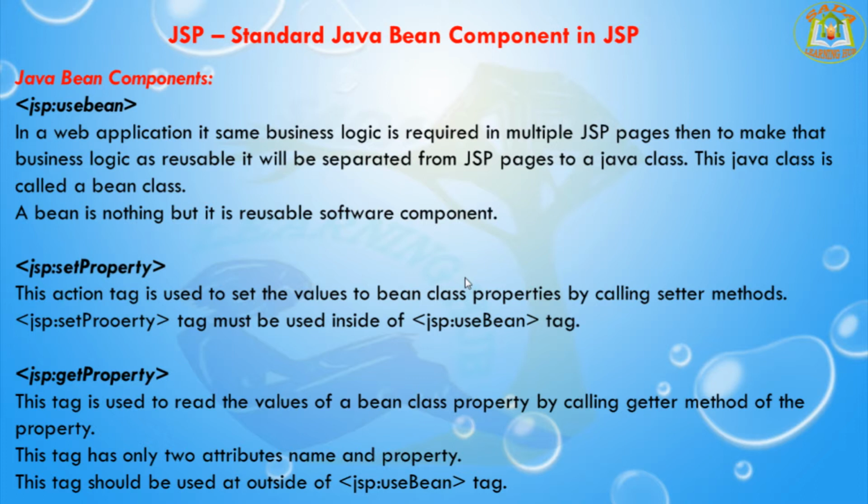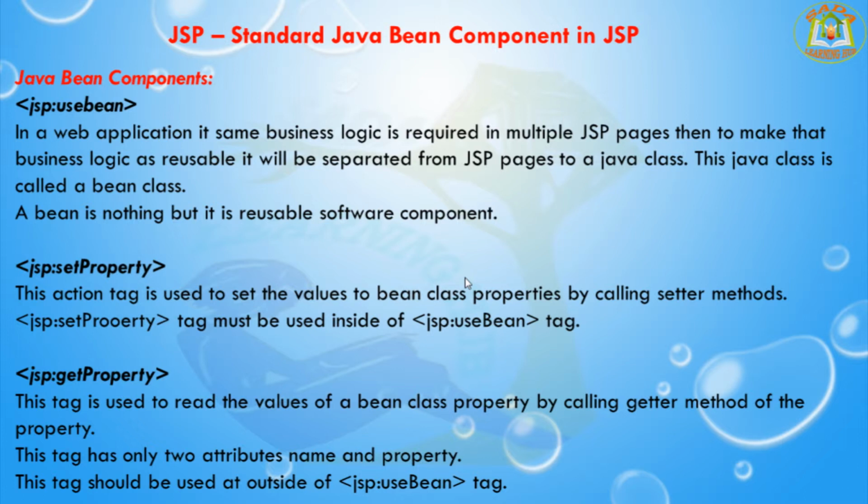This tag is used to read the values from the bean class properties by calling the getter method. The tag has only two attributes, name and property. This tag should be used outside of the jsp:useBean tag. We cannot write property star in jsp:getProperty. See here, getProperty, as the name itself says, gets the values from the Java Bean. If you want to use jsp:getProperty, we must use it outside of the useBean tag. It's not possible to use it inside the jsp:useBean tag.